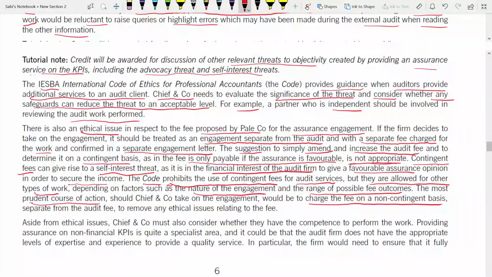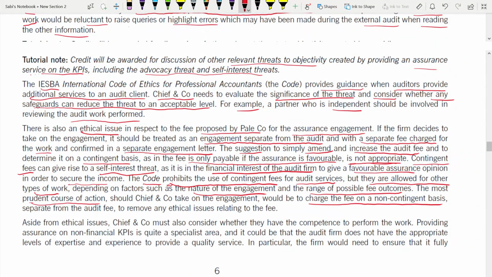Remember always to give actions also. It's not enough that you just write ethical issues. You always have to give actions, what they should do, what the auditor should do. Actions you have to give. For that also you'll be given marks.